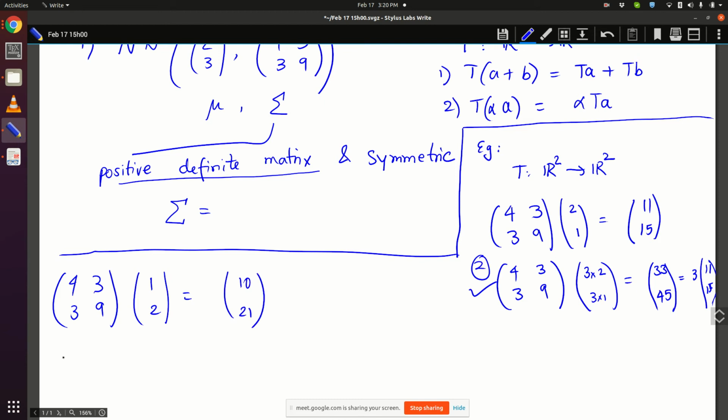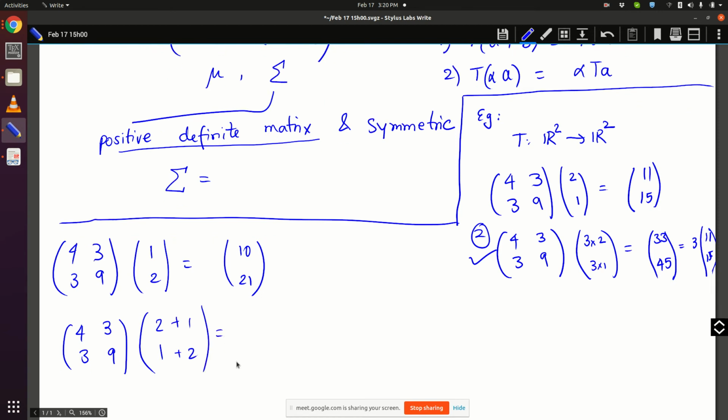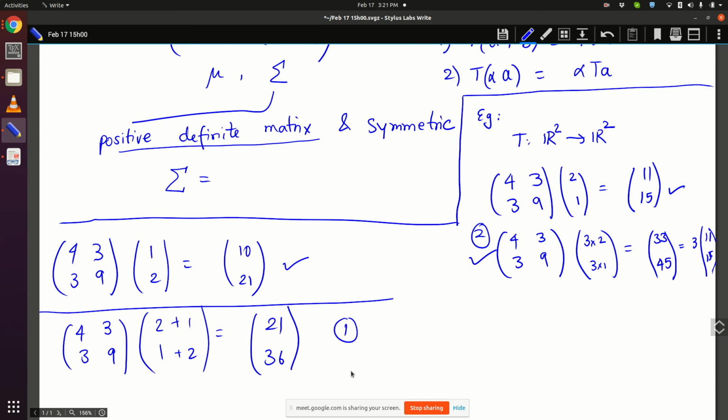Okay, so now in order to check the first property, what will I do? 4, 3, 3, 9, and what should I do? 2, 1 plus 1, 2, right? So what is this? 2136. Okay. So can you see that it is actually the sum of this and this? Can you all see we have verified property 1? Yes, sir. Okay, so this is done.